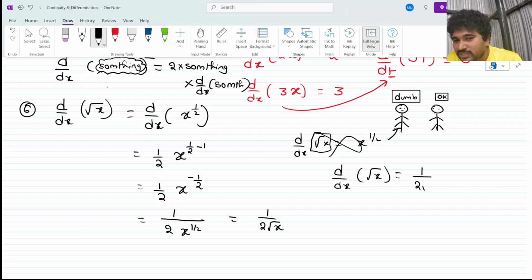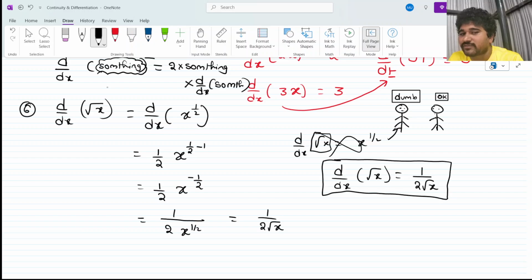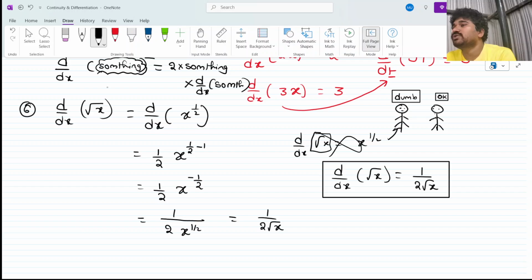1 by 2 root x. This is the formula. What is the differentiation of root x? 1 by 2 root x. We will face this root x in many places. For example, you will see a question like root of sin x.